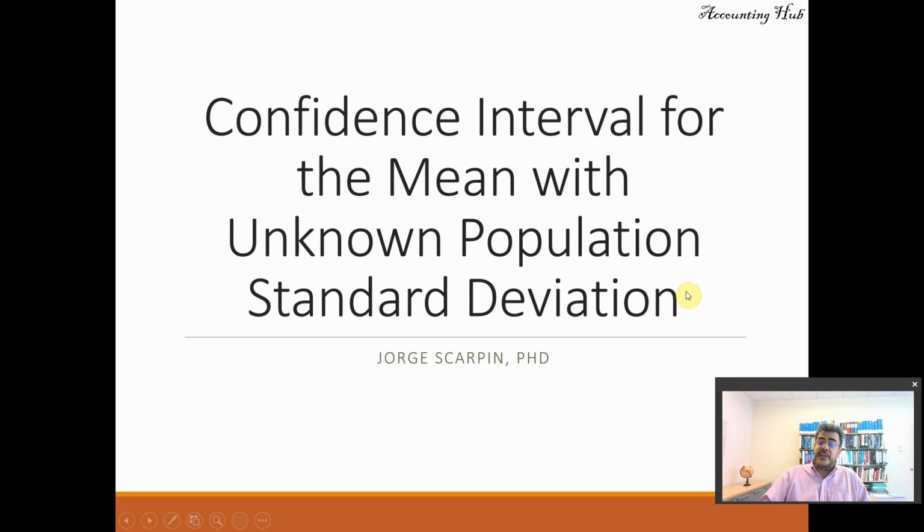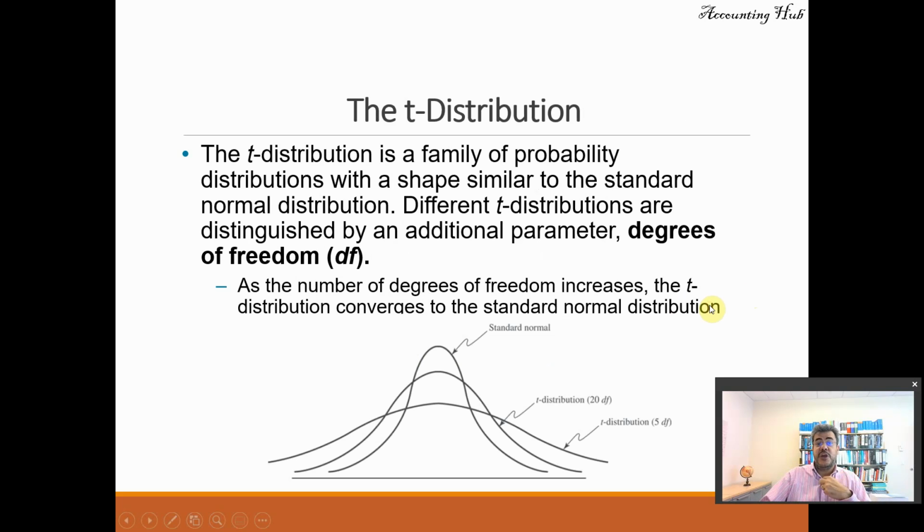So for this video, we don't work with the normal distribution that we use when we know the population standard deviation. We work with the t-distribution. That is a family of probability distributions with a shape similar to the standard normal distribution. Different t-distributions are distinguished by an additional parameter, degrees of freedom. As the number of degrees of freedom increases, the t-distribution converges to a standard normal distribution. And the degrees of freedom increase when the sample increases.